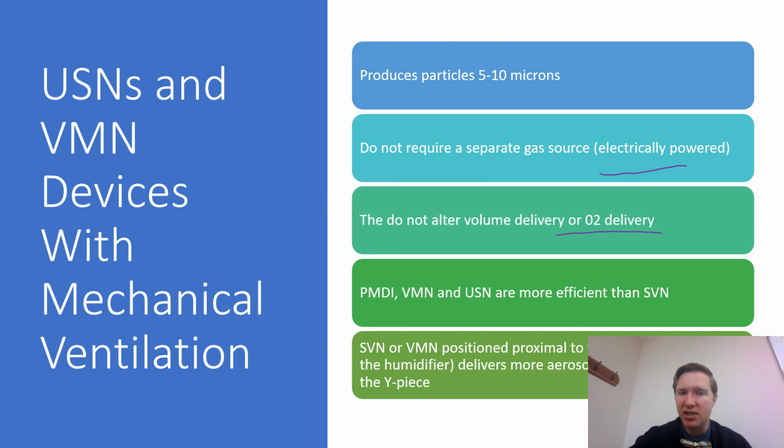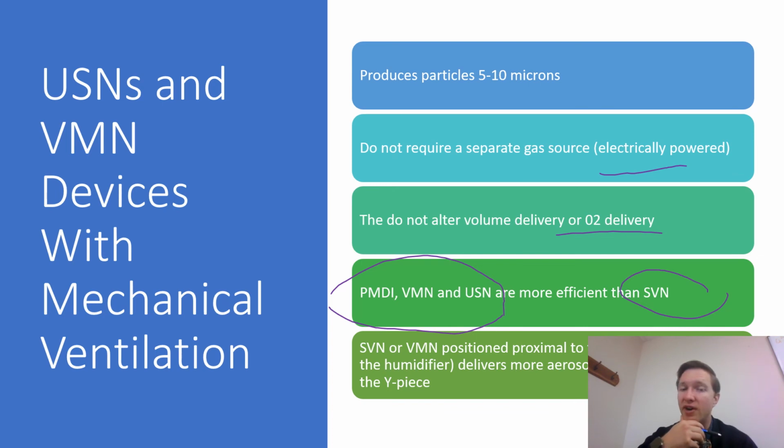MDIs, vibrating mesh nebulizers, and ultrasonic nebs are considered to be more efficient than small volume nebs. So that's just saying, hey, small volume nebs, not the greatest, they'll work, but they're not the greatest compared to these. If you had to pick, you'd want to pick one of these three. It just depends on the facility you work at and their policies.